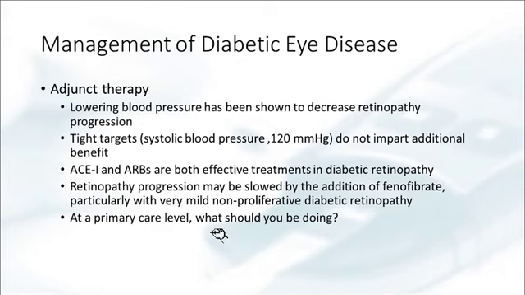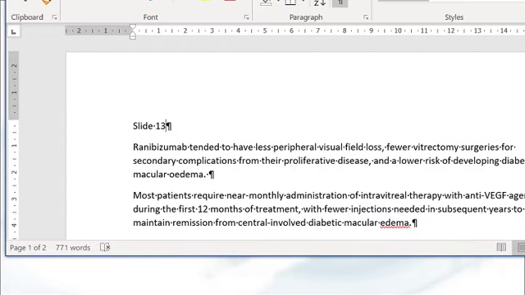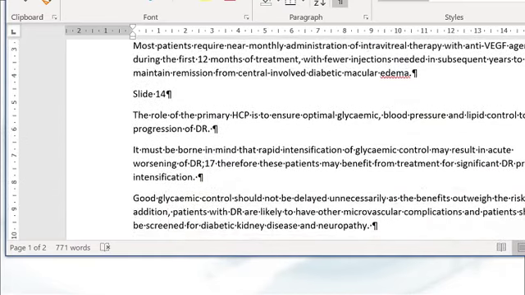But the question is, most of this is going to happen at secondary and tertiary care level, particularly laser photocoagulation and anti-VEGF therapy, and even for that matter when you're referring on. So what should you be doing at a primary care level? Well, the truth is that at a primary care level, your role is essentially to optimize glycemic control, blood pressure, and of course lipid control to limit as much as possible the progression of diabetic retinopathy.